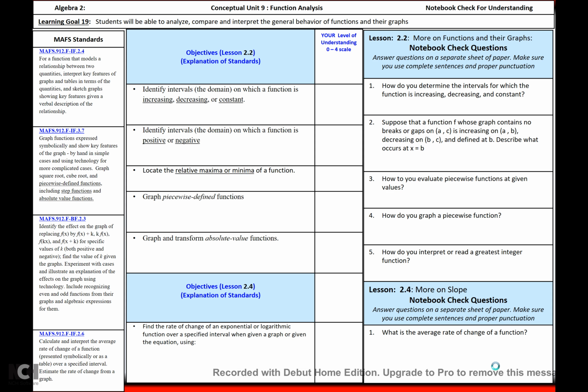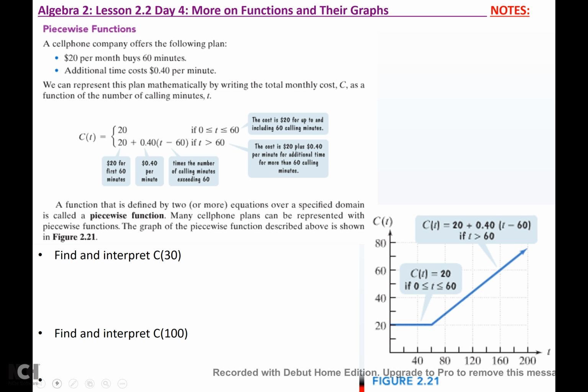Today we are going to continue talking about functions and their graphs. Piecewise functions. All right, a cell phone company offers the following plan. $20 per month buys 60 minutes. Additional time costs 40 cents per minute.